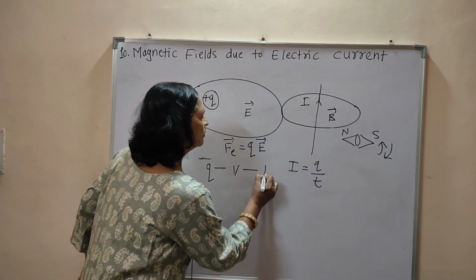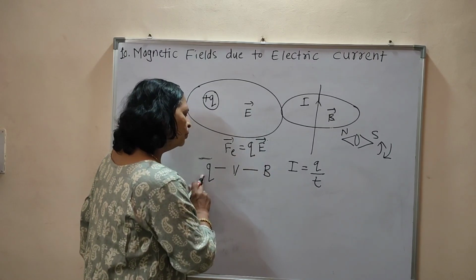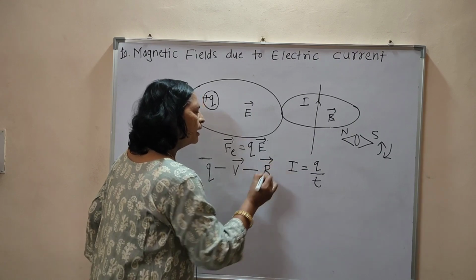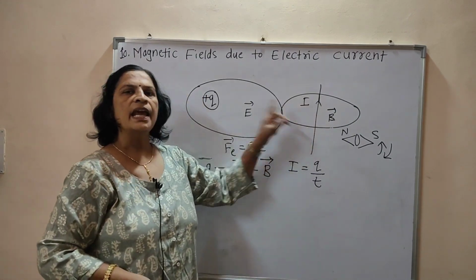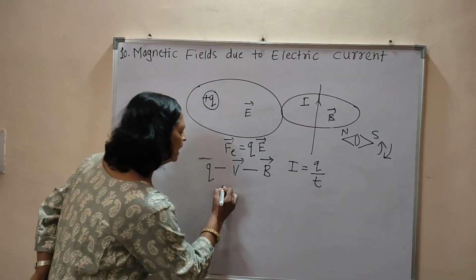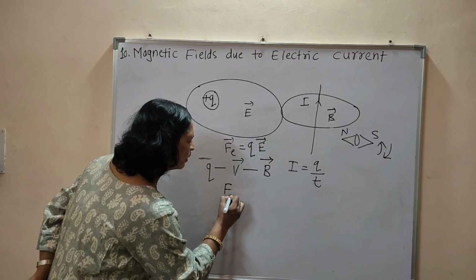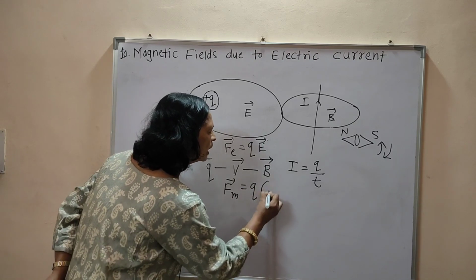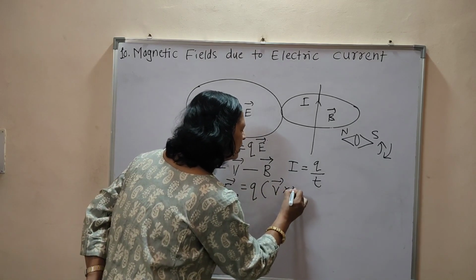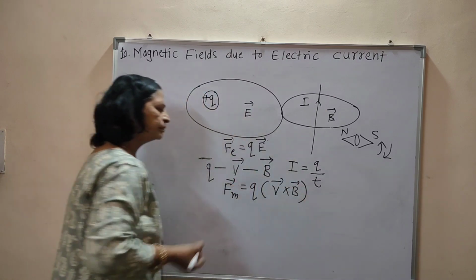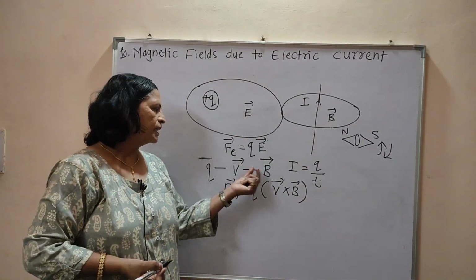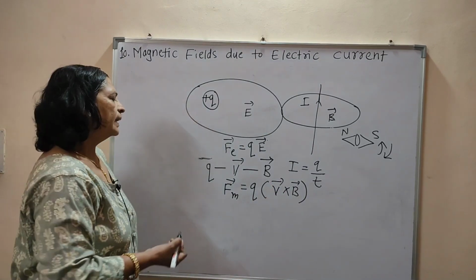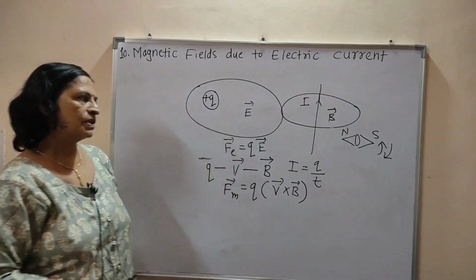When a charge Q moves with vector velocity V, and the strength of the field is B, the magnetic force is given by the formula Q into V cross B, the vector product of the velocity vector and the magnetic field. This is the magnetic force.